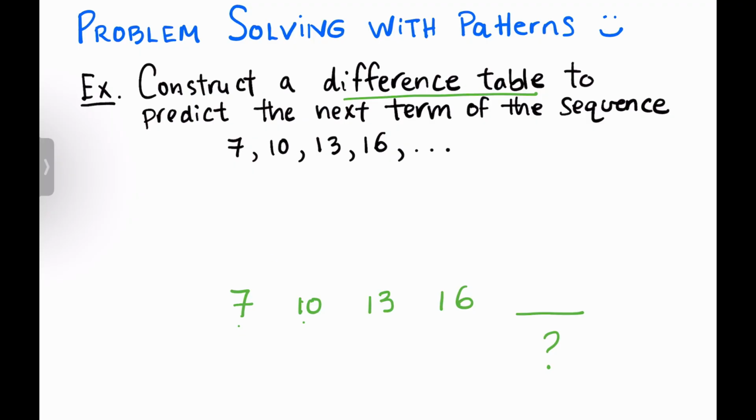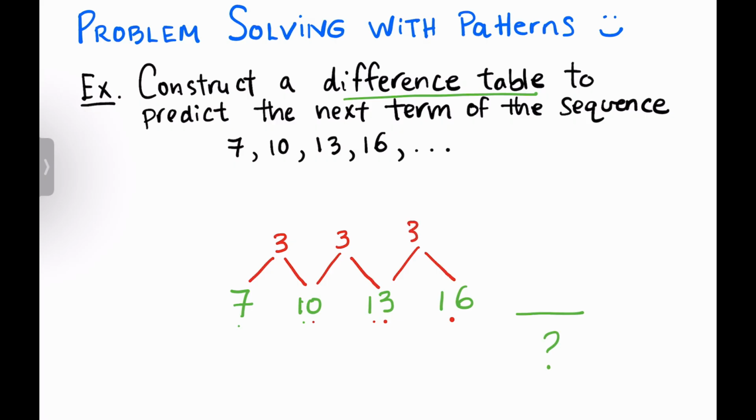So what I'm going to do is write the difference here. And then I look at the next two terms, 10 and 13. 13 minus 10 is 3 also. And now I'm going to look at the next two terms, 13 and 16. And I can see that 16 minus 13 is also 3.